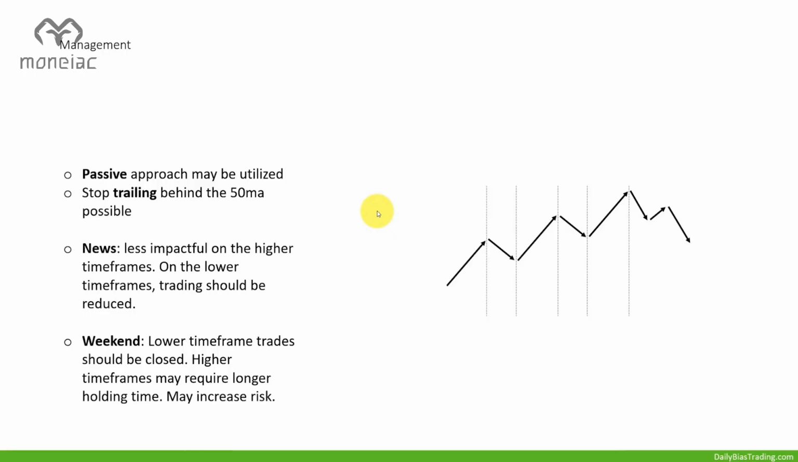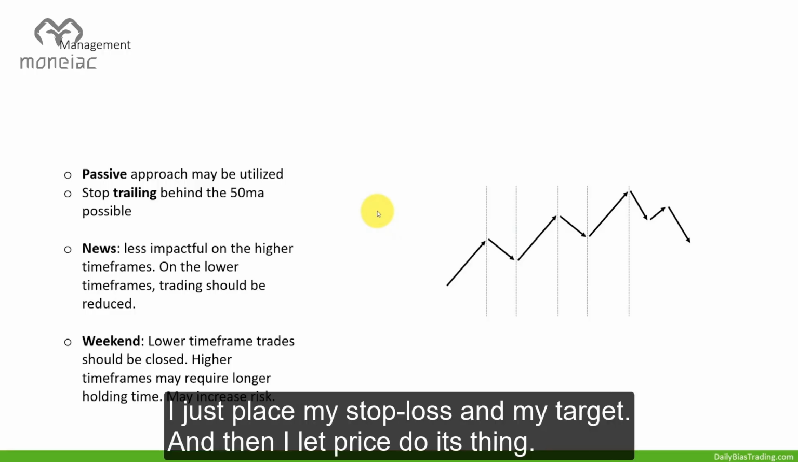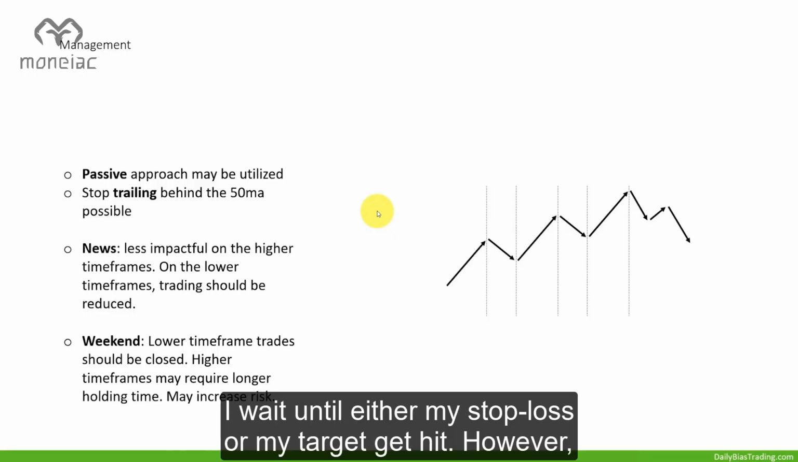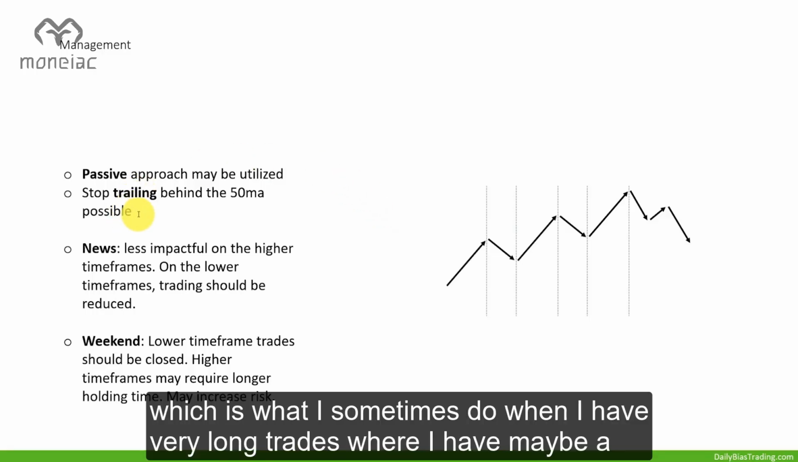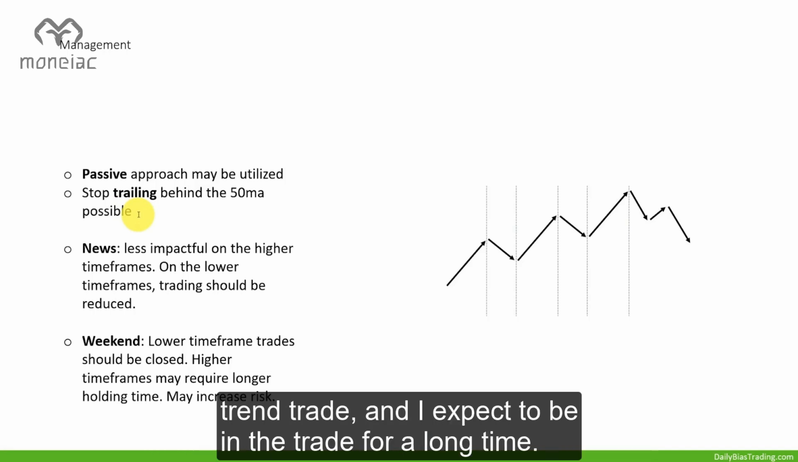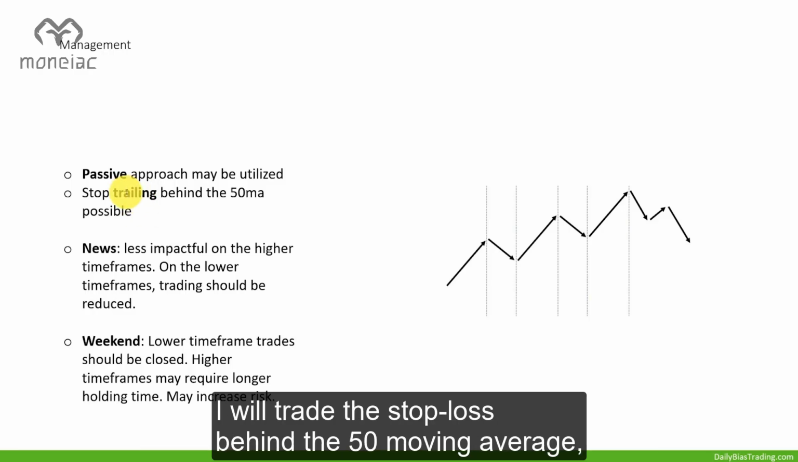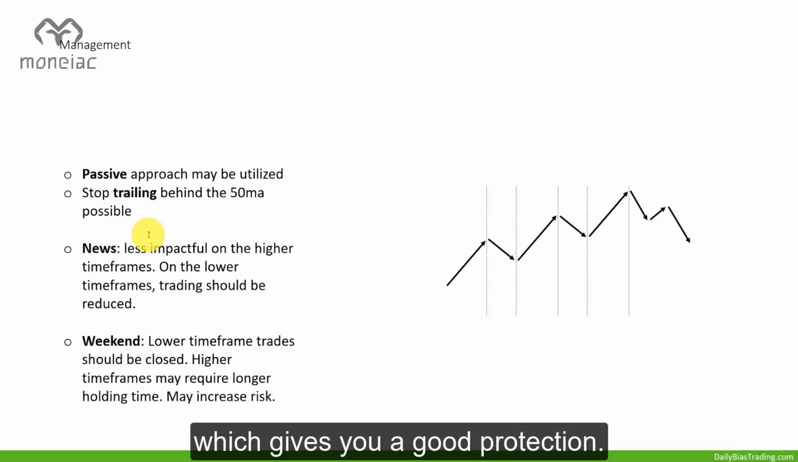Trade management, I am mostly using a passive approach, which means that I don't really manage my trade after I've entered. I just place my stop loss and my target, and then I let price do its thing. I wait until either my stop loss or my target get hit. However, there are ways how you can also approach it, which is what I sometimes do when I have very long trades, where I have maybe a trend trade and I expect to be in the trade for a long time. I will trail the stop loss behind the 50 moving average, which gives you a good protection.